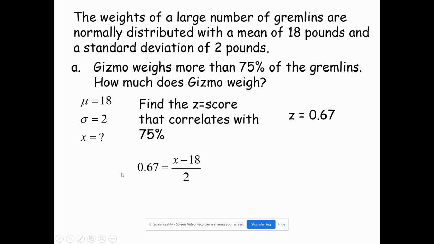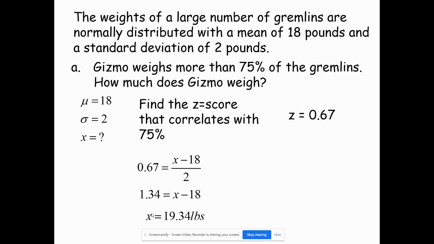So now you can set up an equation. Your z-score, 0.67, equals x minus the mean divided by the standard deviation. Well, now you have an equation in only one variable, so now you can solve this. Right, so now you know that the value of Gizmo, or how much Gizmo weighs, would be 19.34 pounds.